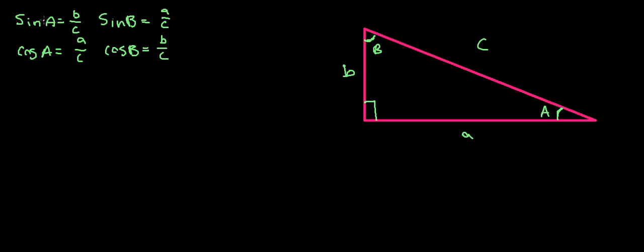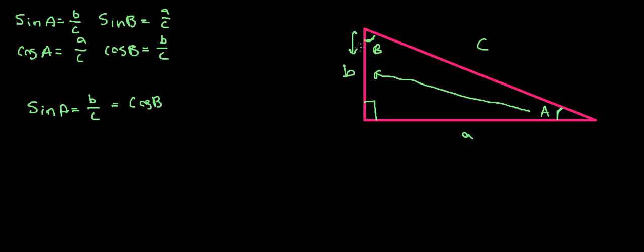Now if I look here at the sine of A and the cosine of B, they're the same thing. Sine of A is equal to B over C. Cosine of B is also equal to B over C. We'll just leave it like that. And that's because they're both referring to the same sides. The opposite of A for the sine is B over C. The cosine of angle B is referring to the adjacent side. So they're both the same ratio.